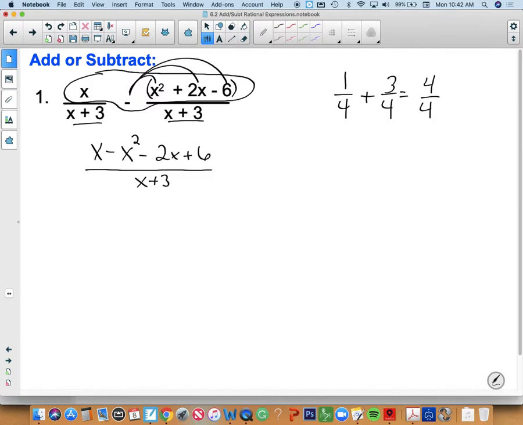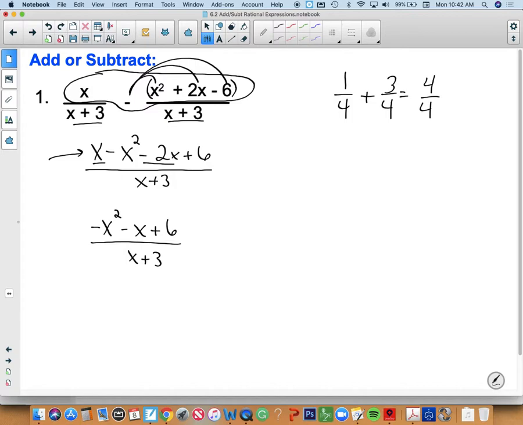Okay, so we just need to simplify the numerator up here. Simplify the stuff on top. So we have a negative x squared. Remember, we want to write it in decreasing order of the exponents. And then we're going to have x minus 2x. So that'd be a minus x. And then plus 6 over x plus 3. Okay? So we simplified that down with subtraction.